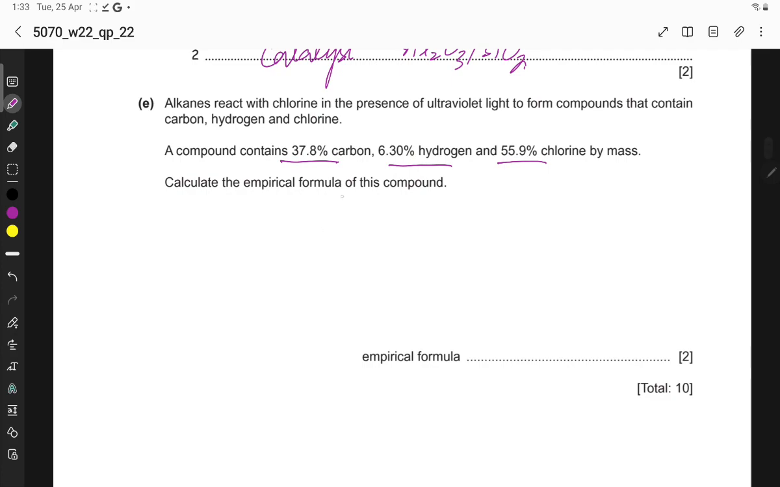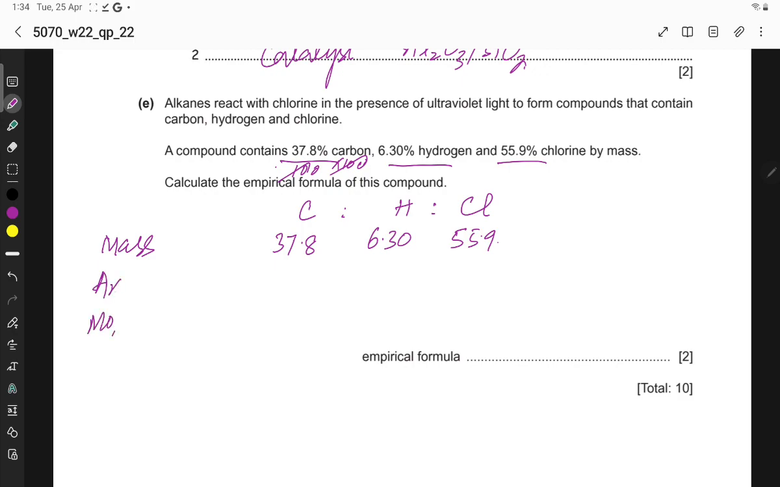So this is a very simple question. Carbon, hydrogen, and chlorine. 37.8% is out of 100, so this is equal to 37.8 grams. Similarly 6.30 and 55.9 grams. This is mass, then AR, mole, mole ratio, and formula.